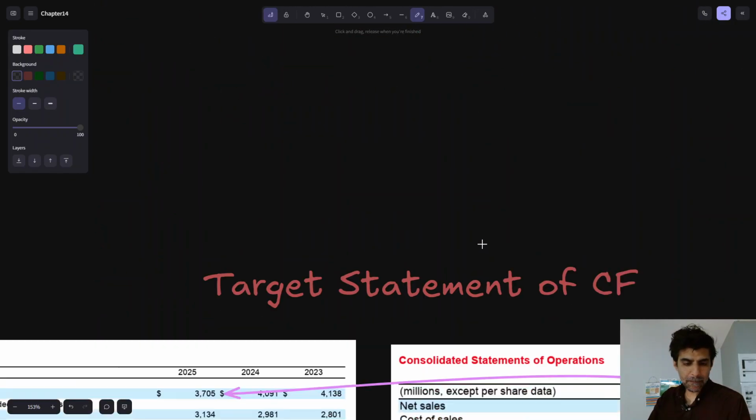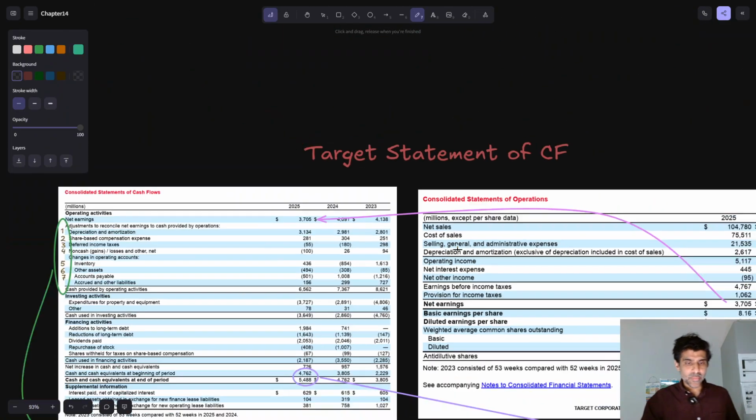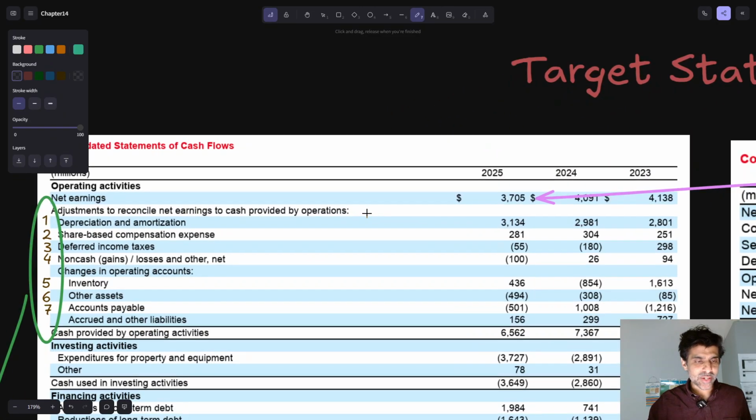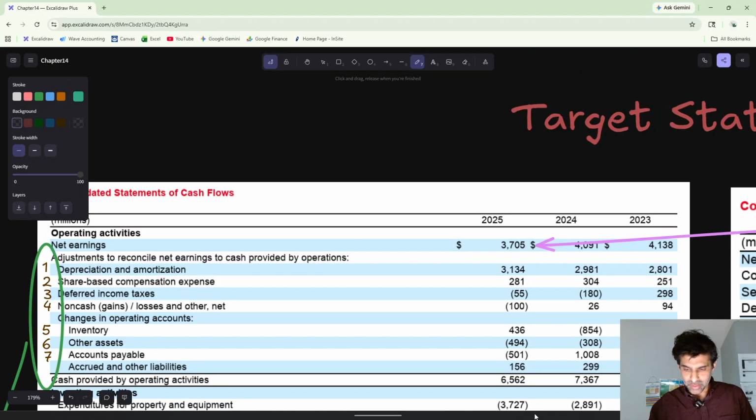Okay. So let's just look at one real life one. I think it's kind of interesting to see how this ties together. And then we're just going to do practice problems. Okay. So this is Target's statement of cash flow. It's a little hard to see, but I'll try to talk through it and scroll around so you can see better.